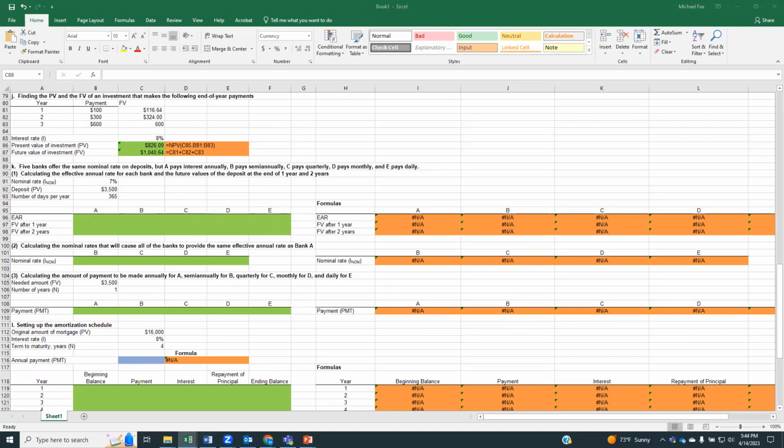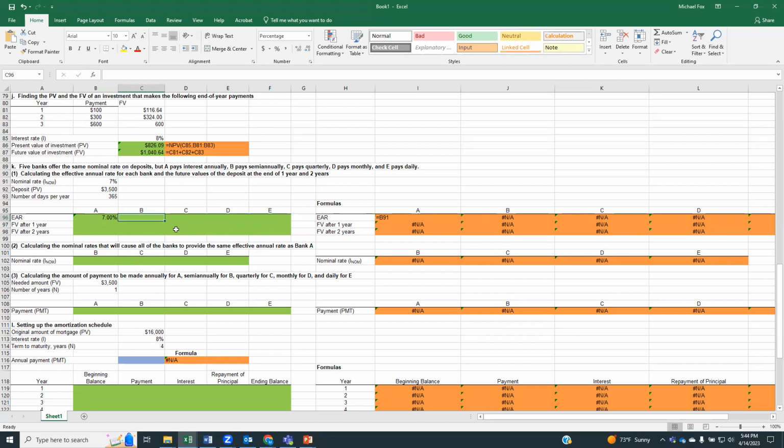Unfortunately, there's not a function for this, okay? So if something pays annually, then its effective annual rate is just the same as the nominal rate, because it pays 7% that one time a year. But if something pays semi-annually, then it's going to be earning a better effective annual rate. Unfortunately, it's a little bit confusing.